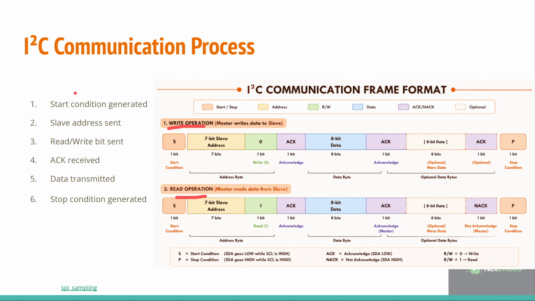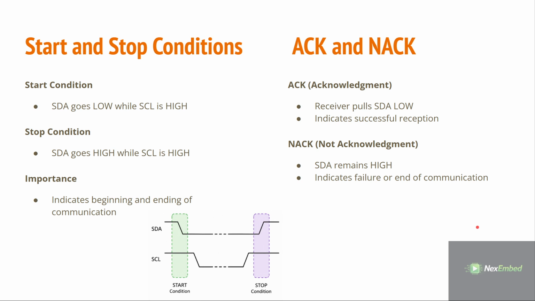Start and stop condition. When I am doing a write operation as well as a read operation, it obviously starts with the start condition and ends with the stop condition. How the start and stop conditions are identified: there are some specific rules. SDA is the data line and SCL is the clock line. The start condition is when my data line goes low while my clock is high. Note here, this is my clock. During my clock being high, my data line goes from high to low. So this denotes the start condition.